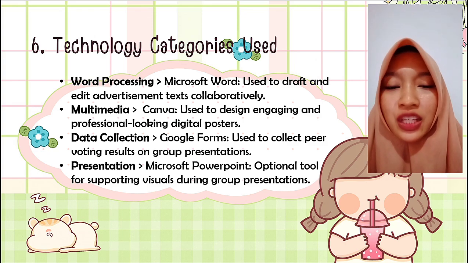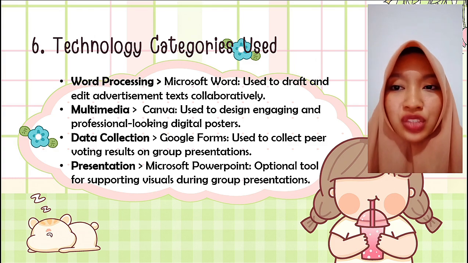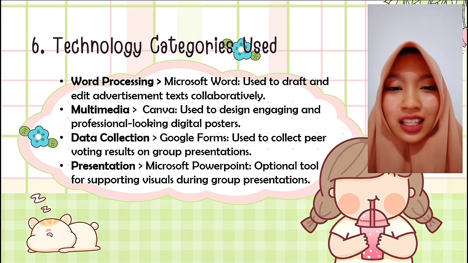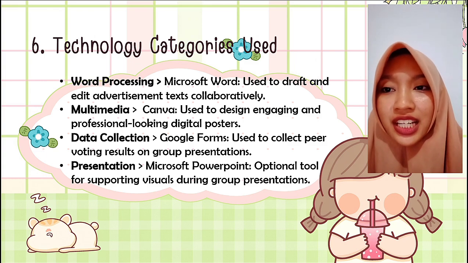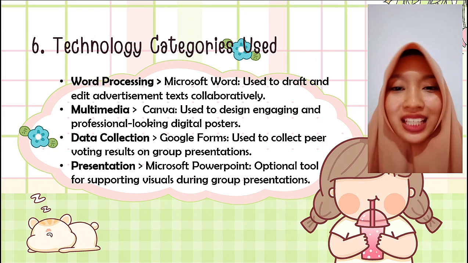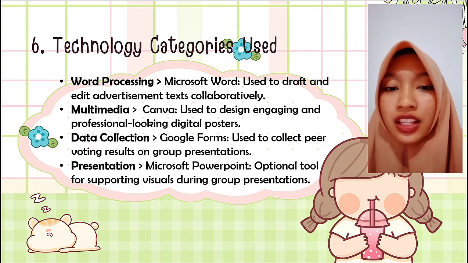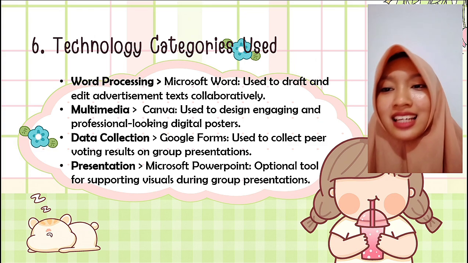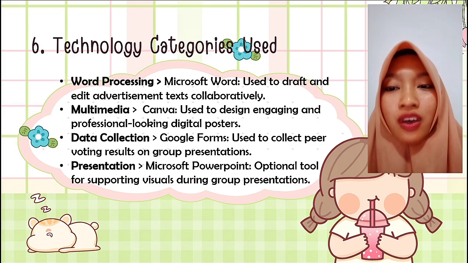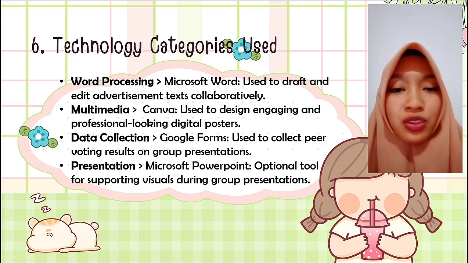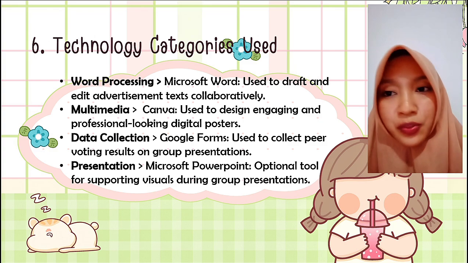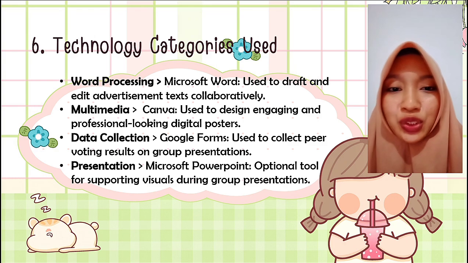So in word processing, I use Microsoft Word. It is used to draft and edit advertisement text collaboratively. And then for multimedia, I use Canva to design engaging and professional looking digital posters for the students. And then for data collection, I use Google Forms for peer voting and to collect peer voting results on group presentations. And for the presentations, I use Microsoft PowerPoint. It's an optional tool for supporting visuals during group presentations.